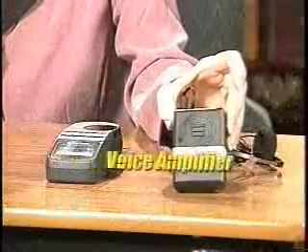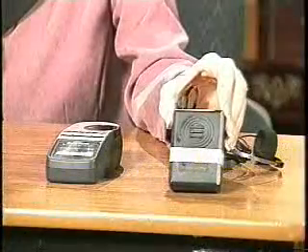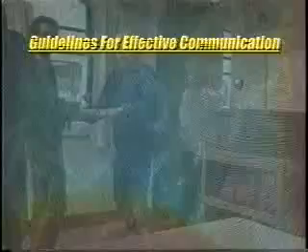The voice amplifier, which assists the hard of hearing. And communication boards. Communication boards have keywords and pictures which assist the patient in communicating. Some patients also use very special types of electronic devices. The following suggestions will help you as caregivers to communicate more effectively and to reduce frustration.